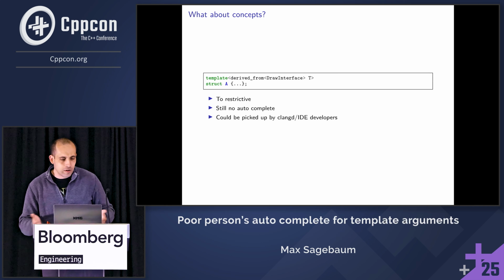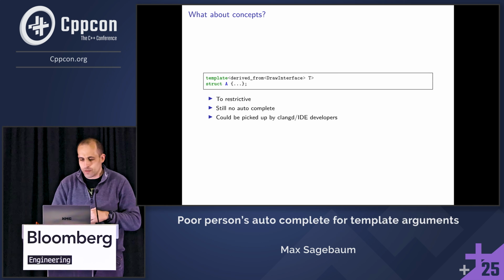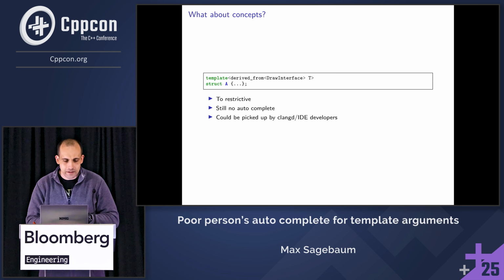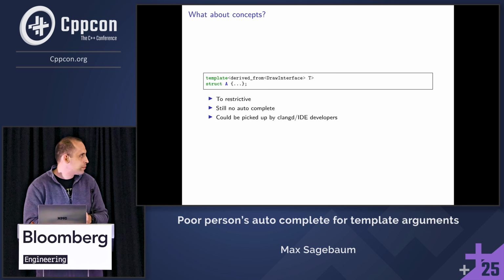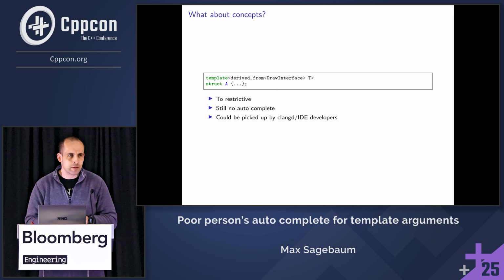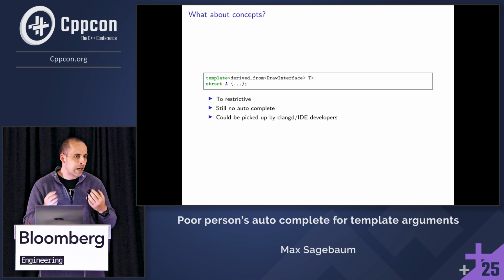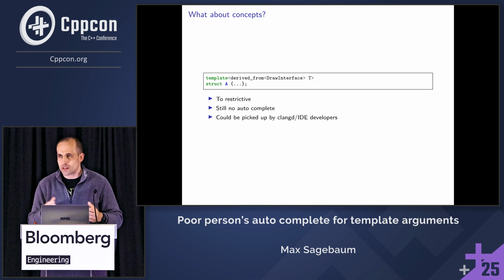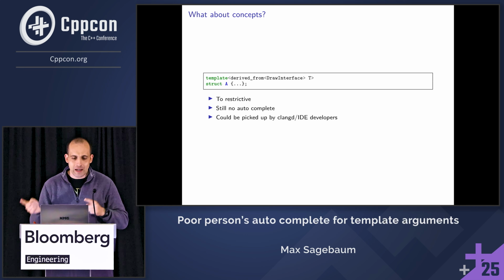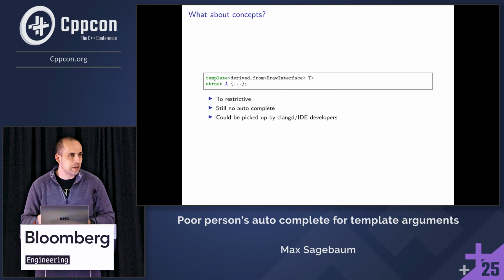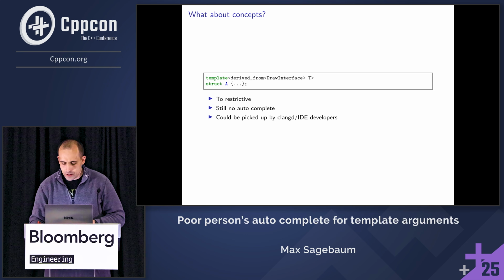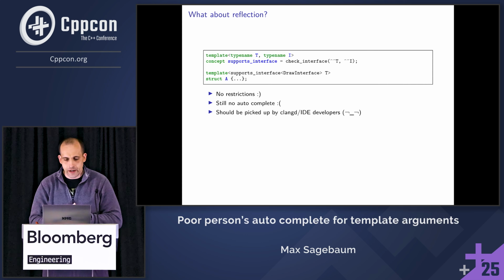Okay, what about concepts? If we go to newer C++ versions, we could say derived from draw interface. The problem is, Bjorn points this out in his talk, that's too restrictive. Then we really need the inheritance, so this doesn't work. And we still don't have any autocomplete. But IDEs could pick up on this and say, okay, if it's derived from, then we actually could do the autocomplete there.